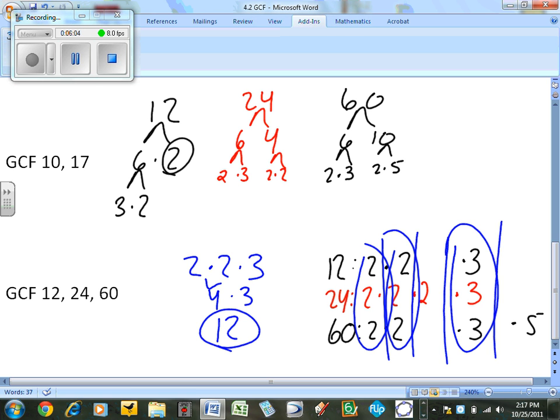12 goes into each one of those. 12 divided by 12 is 1. 24 divided by 12 is 2. And 60 divided by 12 is 5. So 12 is the greatest common factor of those three numbers.